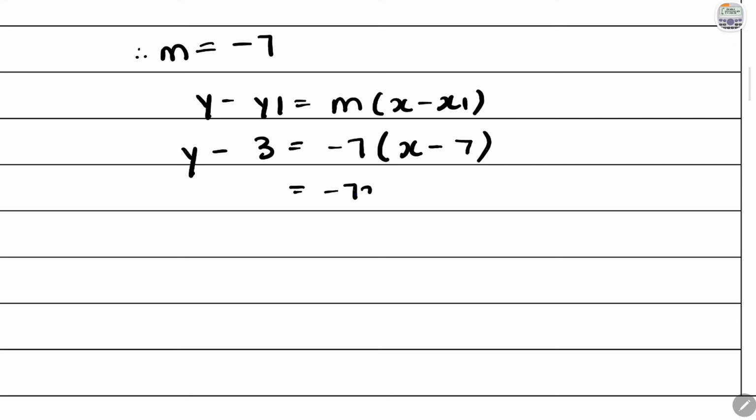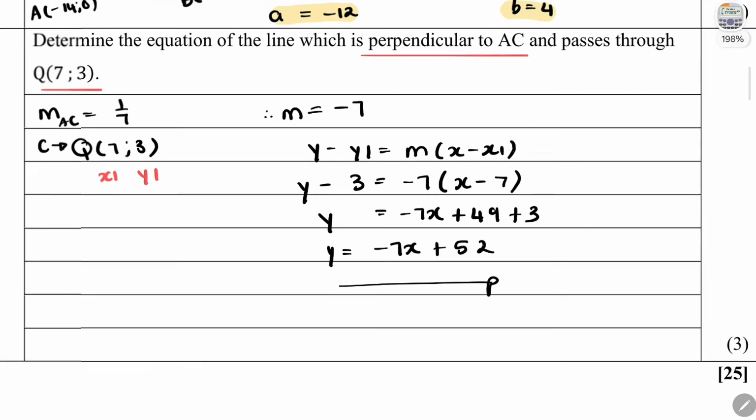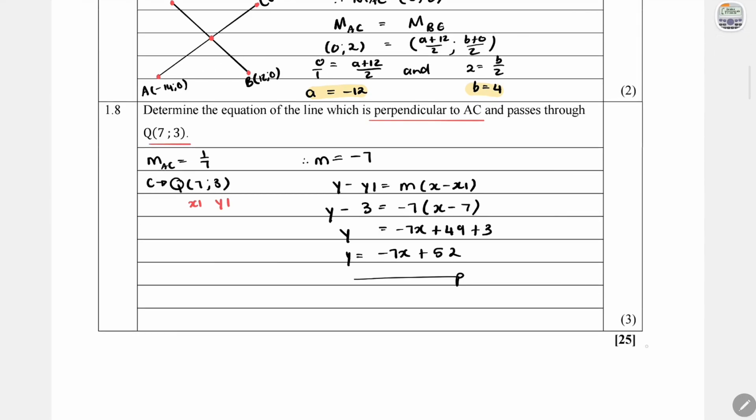So that is -7x. That becomes +49. And then we transpose the negative to become positive. So what is 49 plus 3? And we're going to have 52. So this is simply y equals -7x plus 52. And that is the equation of the line perpendicular to AC. And that is it for question 1, which is a total of 25 marks.